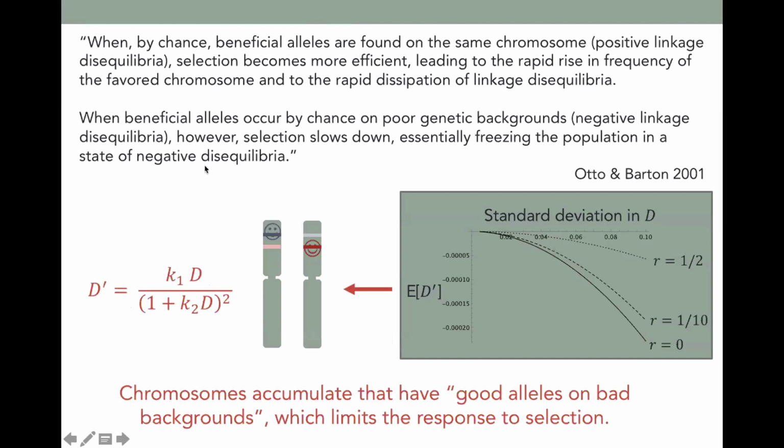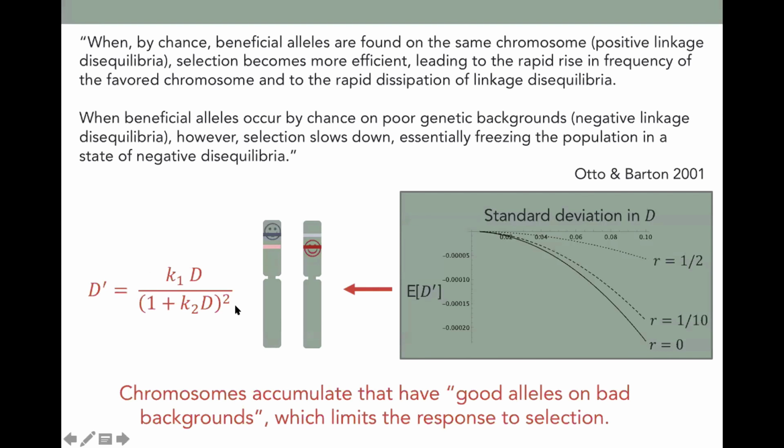By contrast, if beneficial alleles occur by chance on poor genetic backgrounds, there's negative linkage disequilibria created by chance, then selection slows down. The genetic variation's kind of hidden in chromosomes that carry good alleles alongside bad alleles on the same chromosome. And this slowdown of evolutionary response freezes the population in a state of negative disequilibria. In this case, the denominator is smaller, the mean fitness is lower, and it causes this whole fraction to be a larger quantity. The disequilibrium becomes negative.